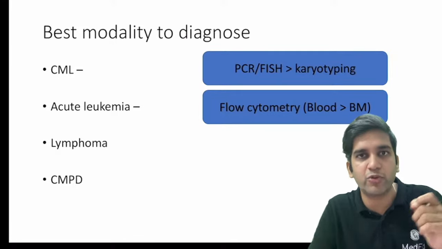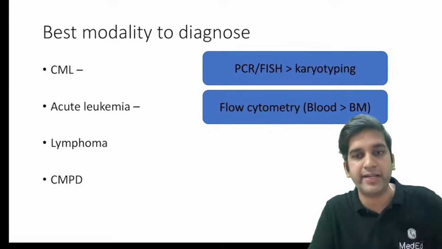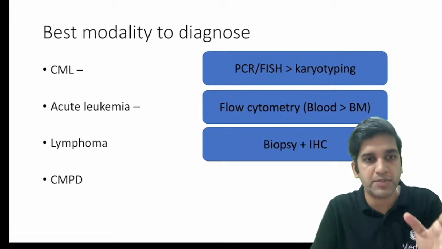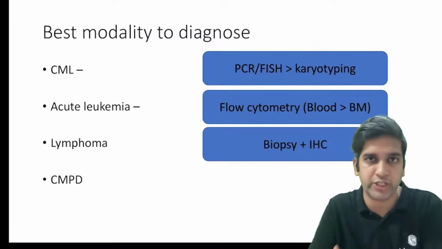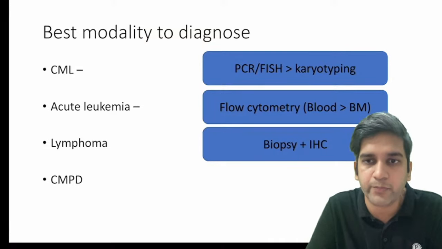Can I pick up lymphomas on flow cytometry? It's difficult because flow needs a liquid, right? Lymphoma, the best is biopsy plus CD markers or your immunohistochemistry. That's the best thing, right? And what's the positive color in case of an IHC?